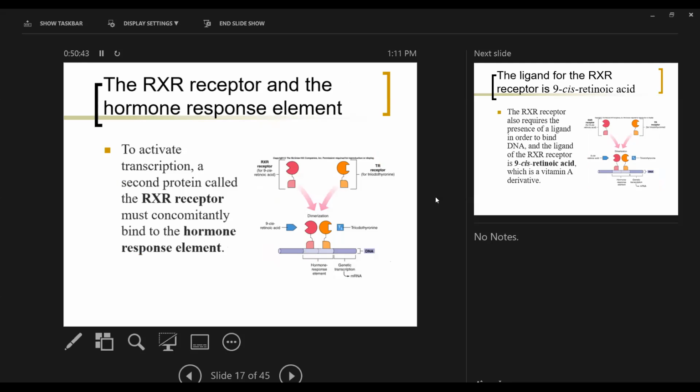Retinoic acid is a derivative of vitamin A. And that's why vitamin A deficiencies can affect metabolism. Because vitamin A derivatives are required for the activity of thyroid hormone. So this activates gene expression. What does it activate? It activates genes responsible for basal metabolism, the basal metabolic rate.